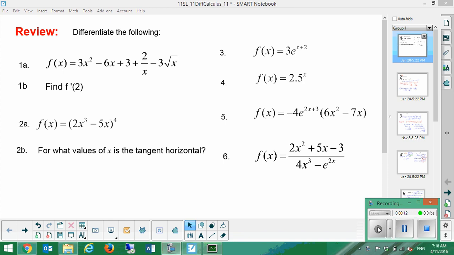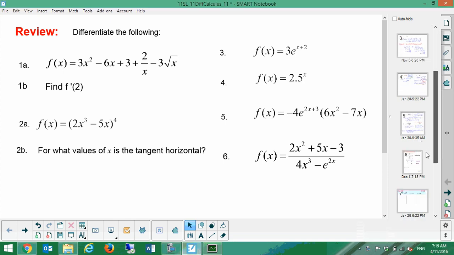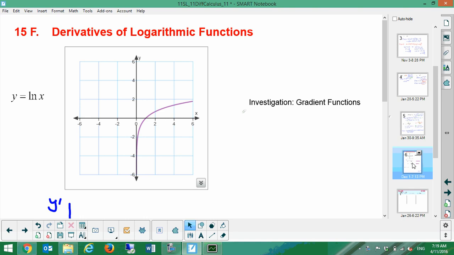What we've got up here is just a bit of a review, so you could pause the video and spend a bit of time going through those. They are getting more tricky and more challenging. So see if you can have a go at those and then come to class and we can go through them on the board. But today what we want to do is have a look at the next section on the differentiation of logarithmic functions.